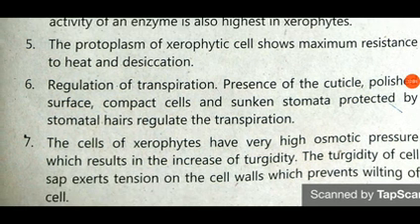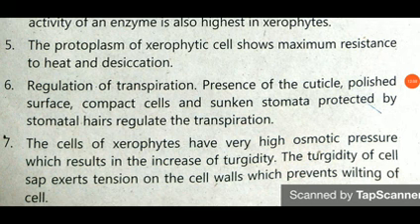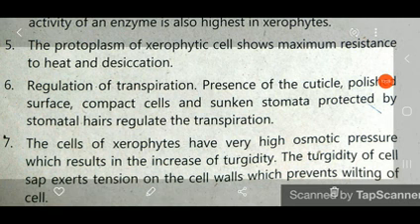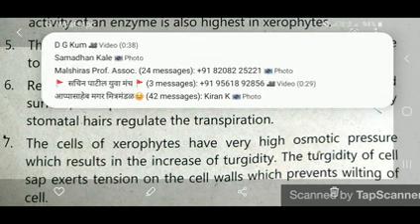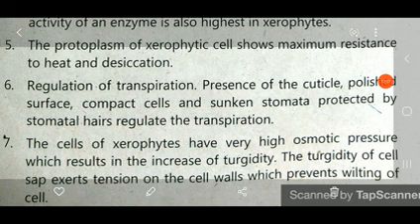Regulation of transpiration, presence of cuticle. The transpiration process is very important. Regulation of transpiration, presence of cuticle, polished surface, compact cells, and sunken stomata protected by stomatal hairs regulate the transpiration. Many times I have told you that these adaptations are very important. These few adaptations are very important: sunken stomata with stomatal hairs inside, compact arrangement, cuticle, polished surface. These are the very important things which prevent the rate of transpiration.